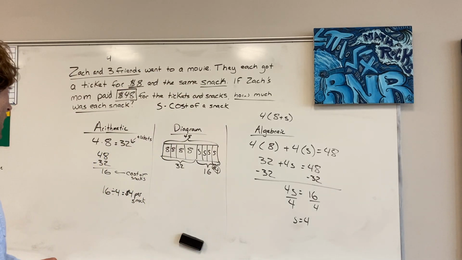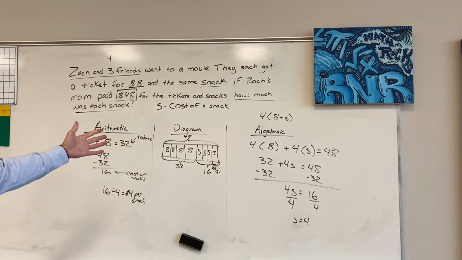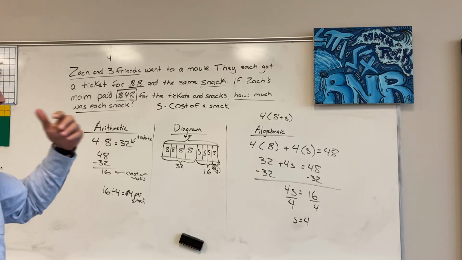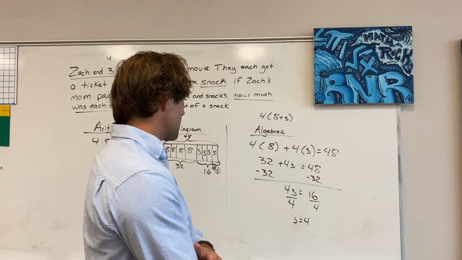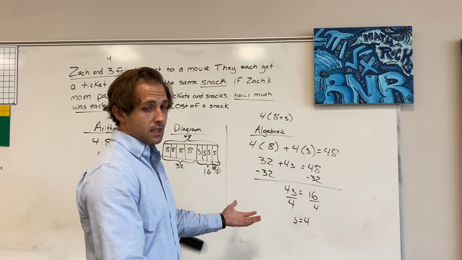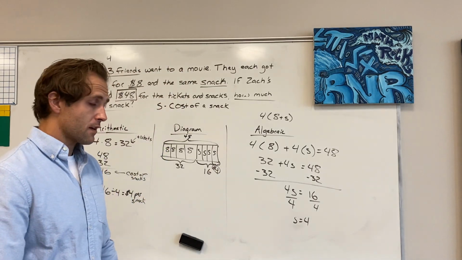So it's $4 per snack. So here I've got, using arithmetic, using a diagram, or by creating an algebraic equation and solving that equation, I can see that the cost of a snack is $4.